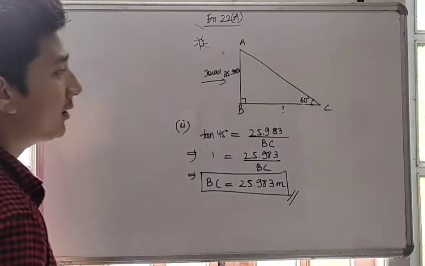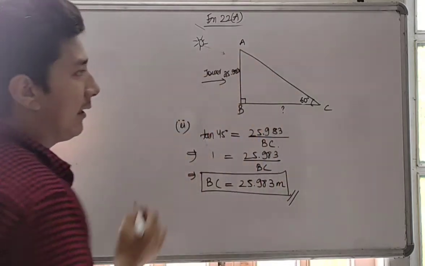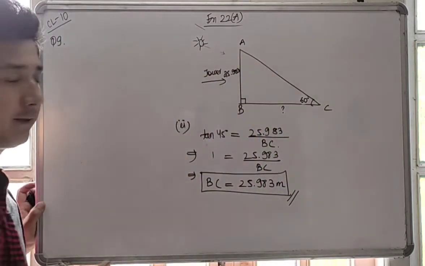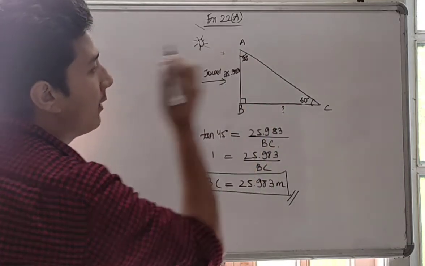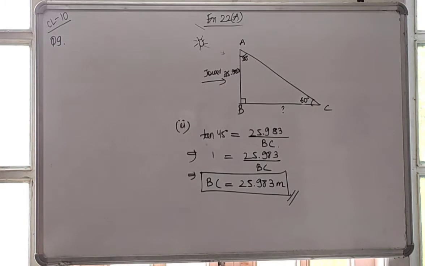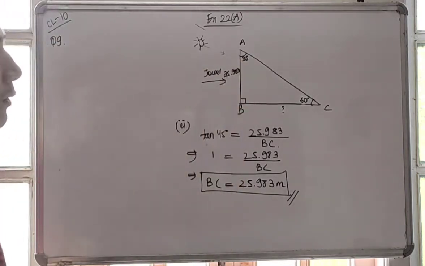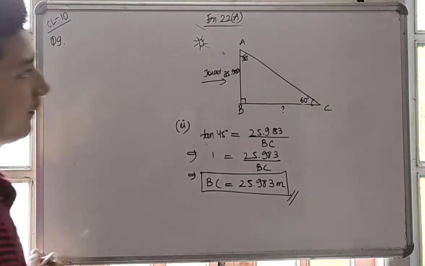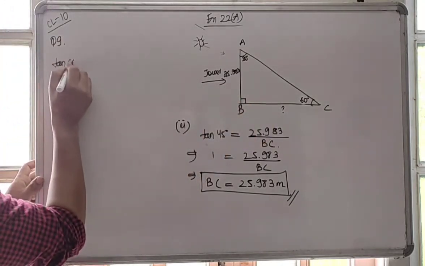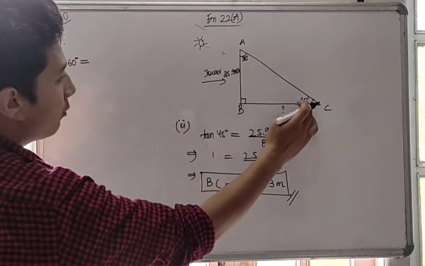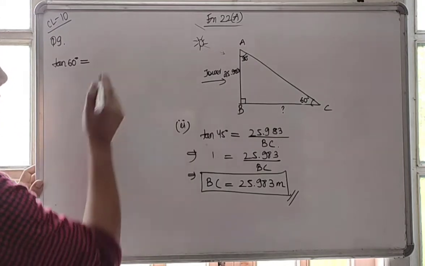I'm giving an alternative method. We know the sum of the angles has to be 180 degrees: 90, 60, so this angle is 30 degrees. I hope you're clear with this. This angle is 30 degrees, right? Now if I simply use tan 60, what I'll get is TOA, isn't it?